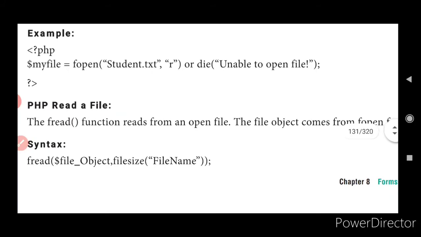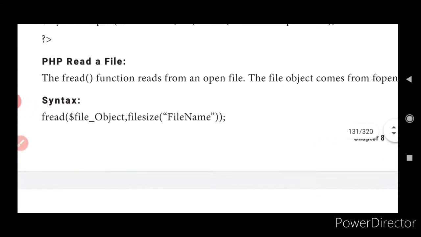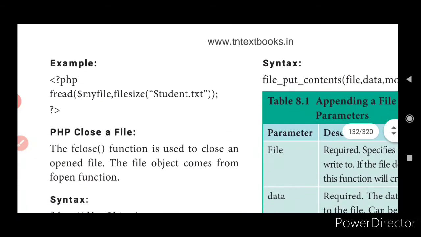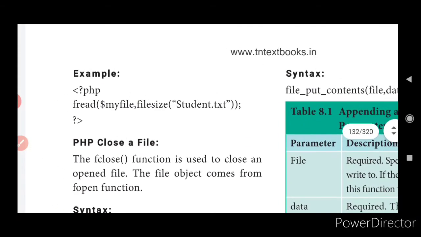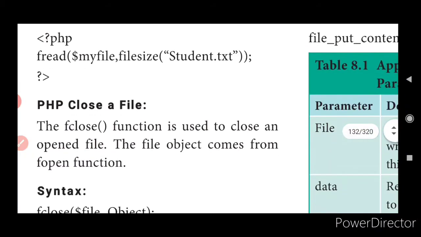Fread only reads the file from an open file. Is that clear? What is the syntax for fread? Fread of file object. The file size will be given along with the file name. See the example here. fread file my file and the file size of student.txt.